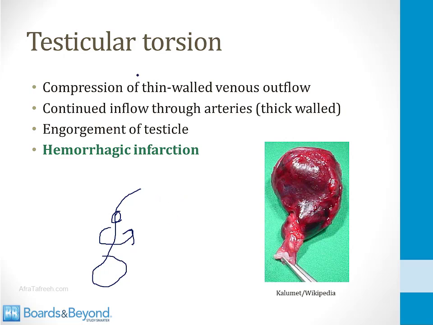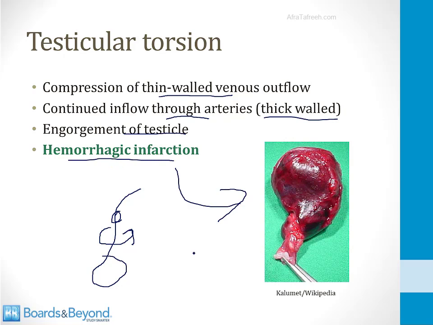So when torsion occurs, there's compression of thin-walled veins and loss of venous outflow from the testicles. There's continued inflow, however, usually through the arteries because these are thick-walled structures. This means that the testicle will become engorged and it will develop what's known as hemorrhagic infarction. This is a picture of an engorged testicle, as can be seen in a case of testicular torsion.